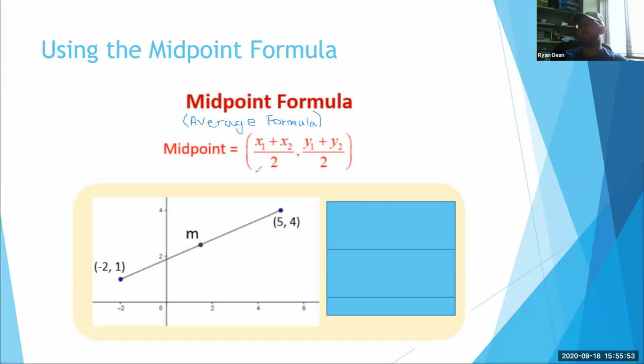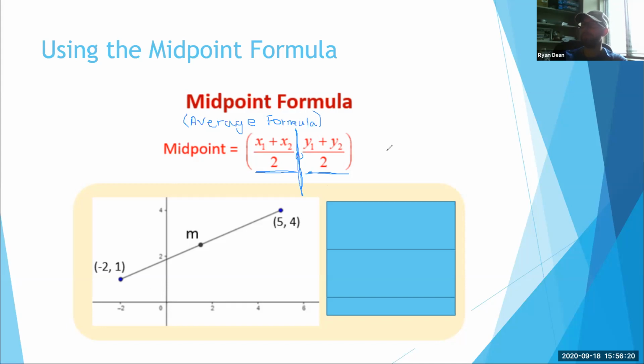So when we take the midpoint, we do two separate calculations. That's why you see this comma here. Okay, so these are two separate calculations. This is for the X right here, and then over here, we do the average for the Y values. So what does that look like?